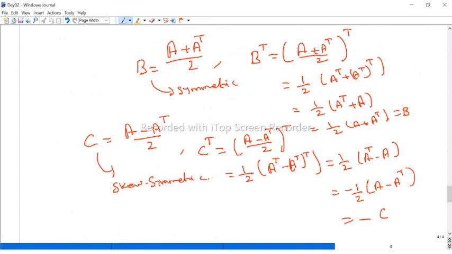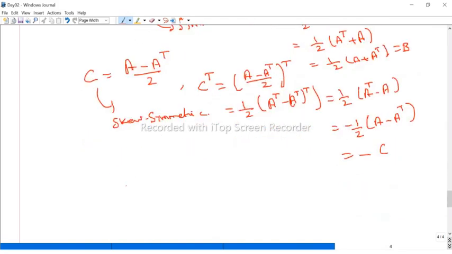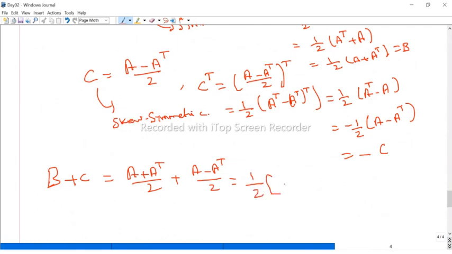Now just add these two. What is B plus C? B is nothing but (A plus A transpose) by 2, plus C is (A minus A transpose) by 2. We can take 1 by 2 outside. So therefore we get A plus A transpose plus A minus A transpose. We can cancel this A transpose, and then A plus A is 2A, and then the 2 cancels, we get A.